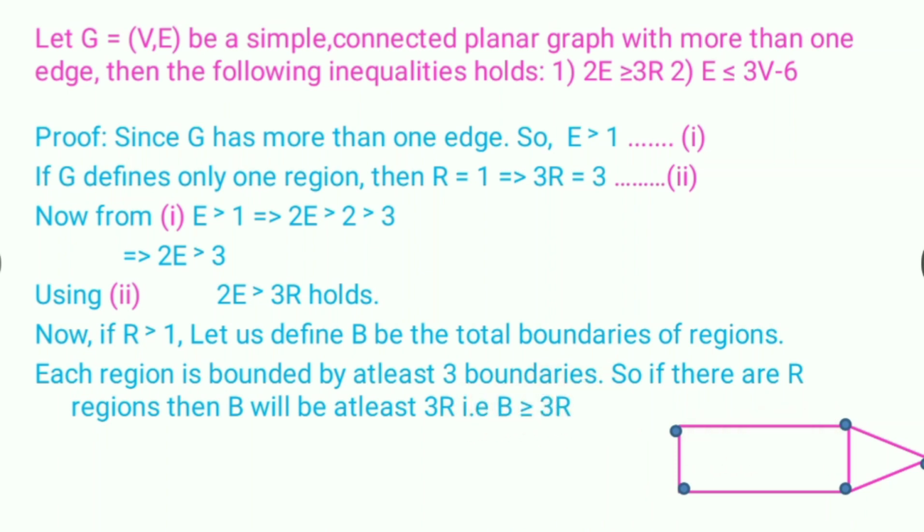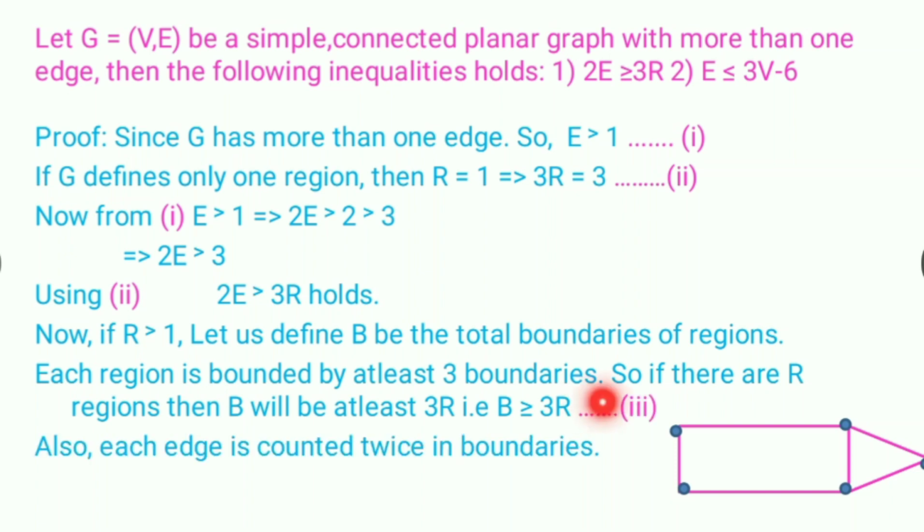For one region we should have at least 3. For 2 regions we should have at least 3 into 2. For 4 regions we should have 3 into 4. So for R regions we should have at least 3 into R. The number of boundaries can be 3R or greater, so it's greater than or equal to 3R. We named it equation 3.